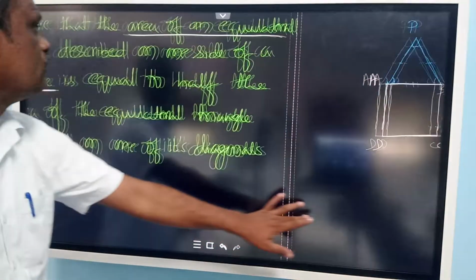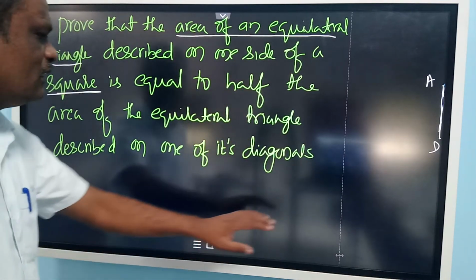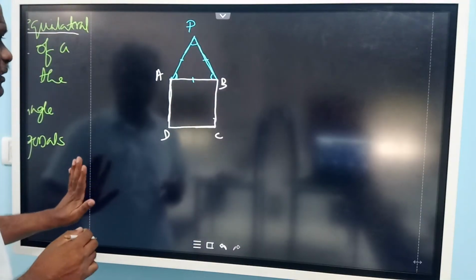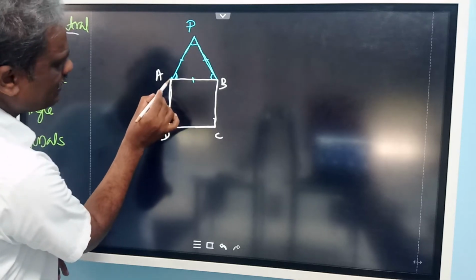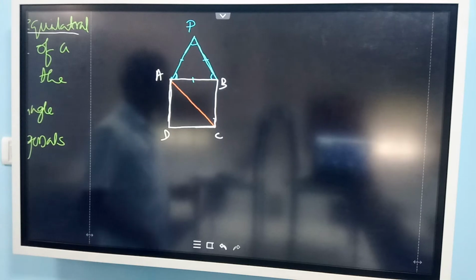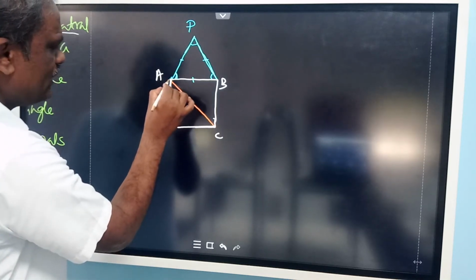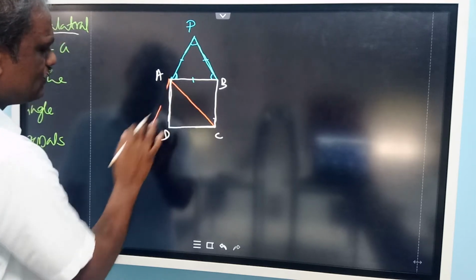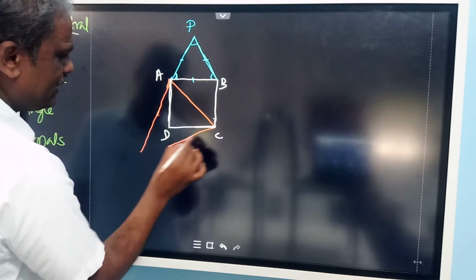It is equal to half the area of an equilateral triangle described on one of its diagonals. We can draw two diagonals here. I will write AC as a diagonal; AC or BD, anyone you can take. On AC also you have to draw an equilateral triangle. So let me join this one and construct an equilateral triangle like this.